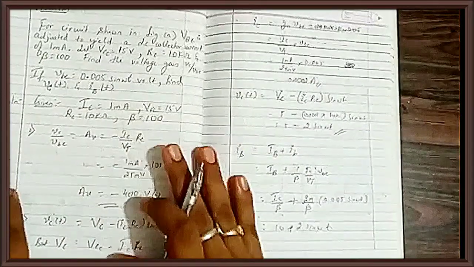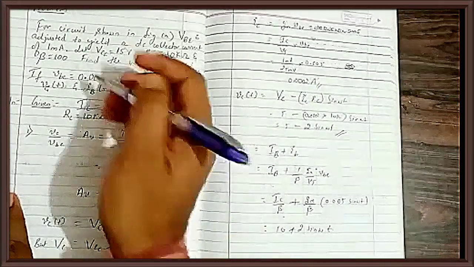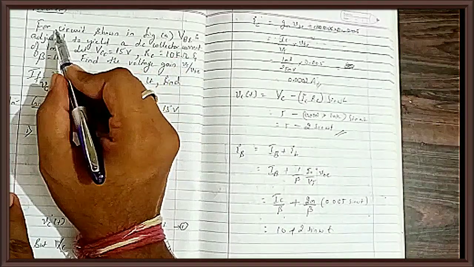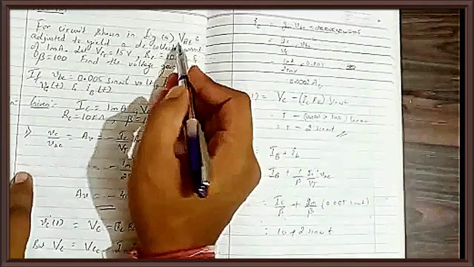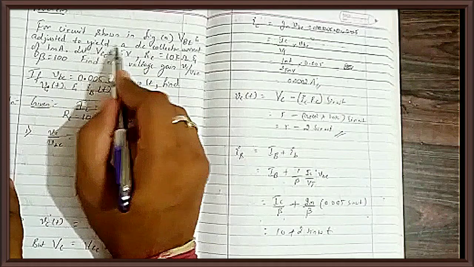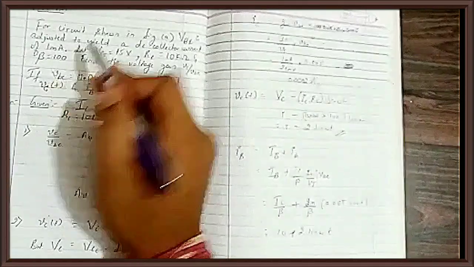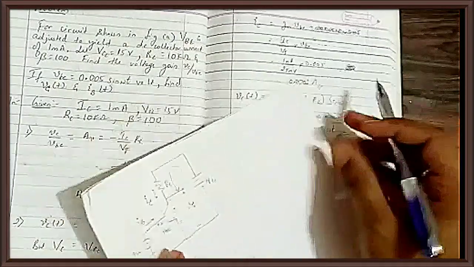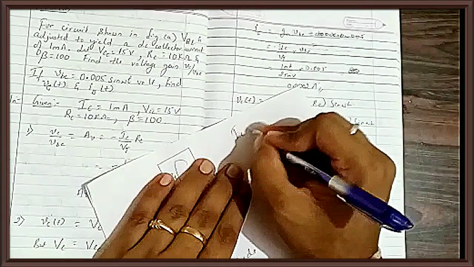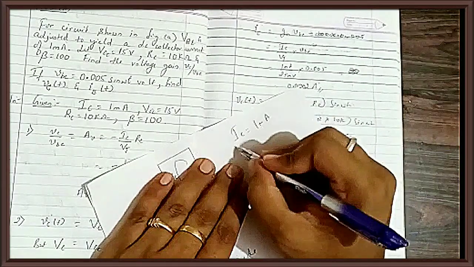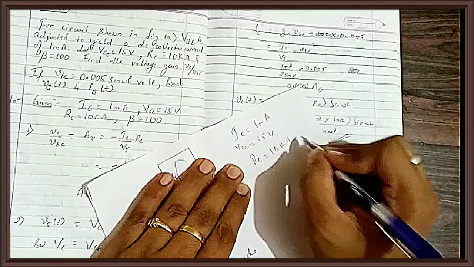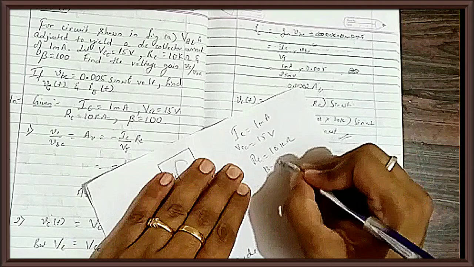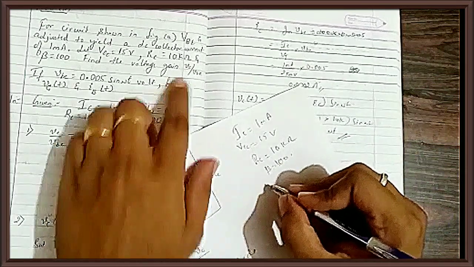Once we are done with the derivation of voltage gain, I'll straight away get into one problem, a numerical. Here we can see, for the circuit shown below, figure A. Figure A means this circuit. VB is adjusted to yield a DC collector current of 1 milliampere. What is the DC value of collector current he is giving me? Capital IC is 1 milliampere. VCC is 15 volt. RC is 10 kilo. And beta is 100. He is asking me to find AV.